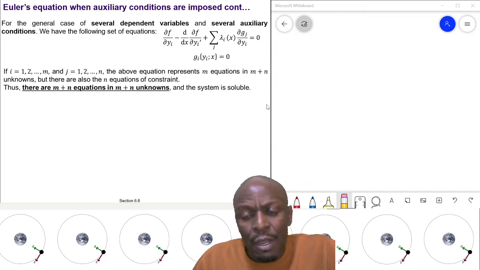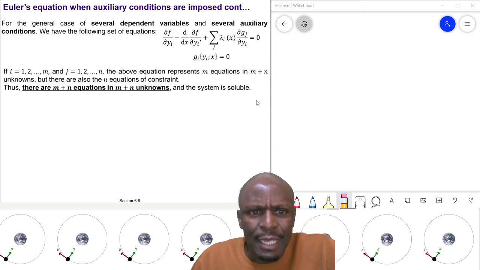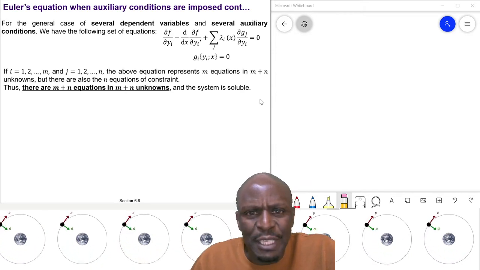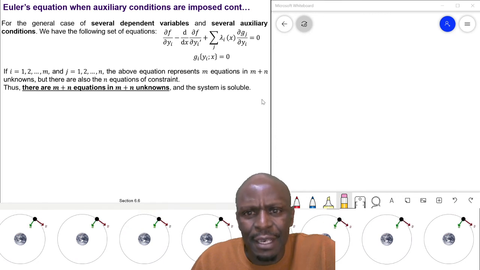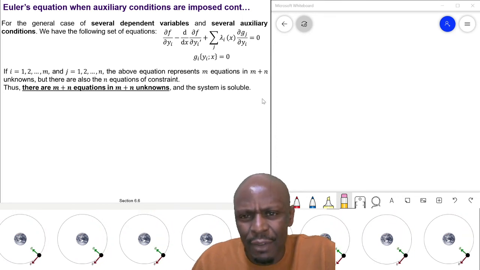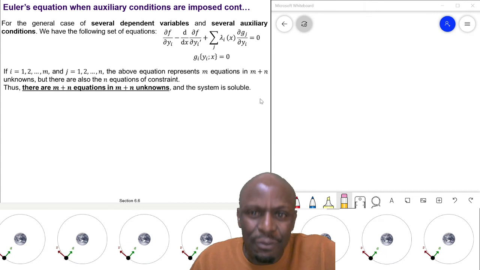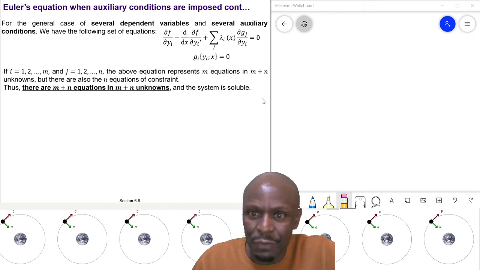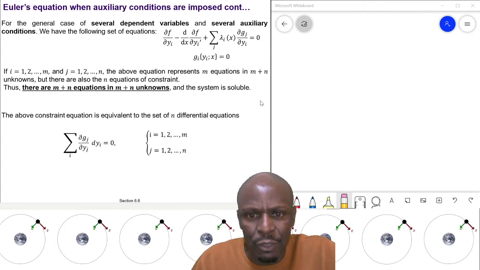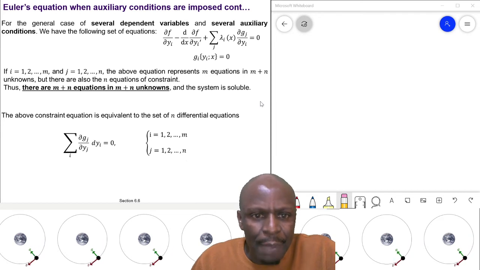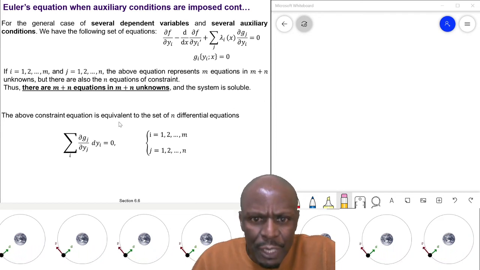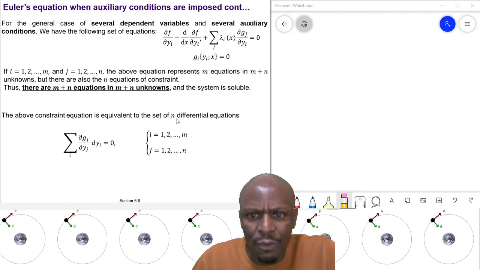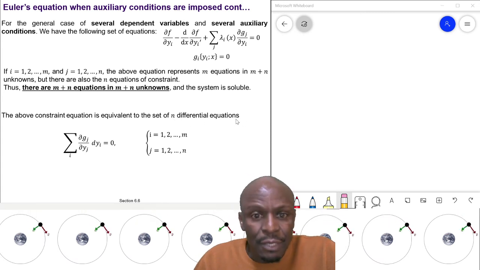Right, now what does this mean? It only means that there are m plus n equations in m plus n unknowns. That means if you have 2 unknowns, you must have 2 equations; 3 unknowns, you must have three equations in order to be able to solve the problem. Now, the above constrained equation is equivalent to the set of n differential equations.